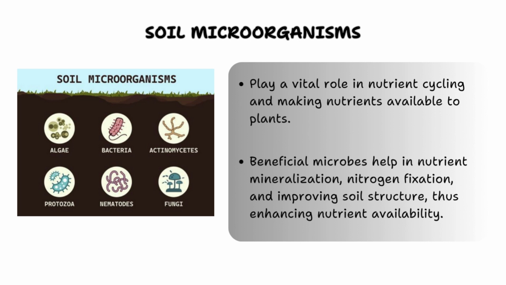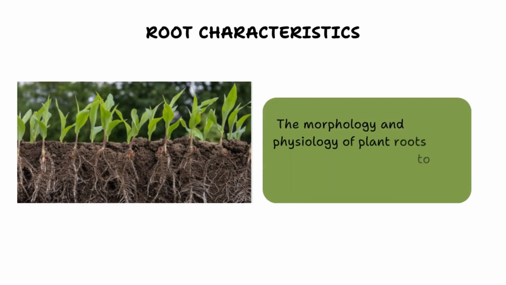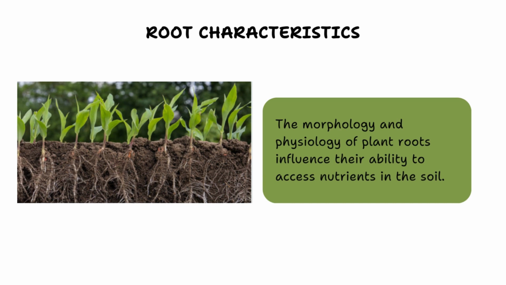Overall, soil microorganisms are essential for nutrient cycling and availability, making them integral components of healthy soil ecosystems. Finally, we have root characteristics. Root characteristics influence nutrient availability to plants in several ways. The morphology and distribution of roots determine their ability to explore soil volumes and access nutrients. Deeper roots can reach nutrients deeper within the soil layers, while finer roots and root hairs increase the root-soil interface, enhancing nutrient uptake.